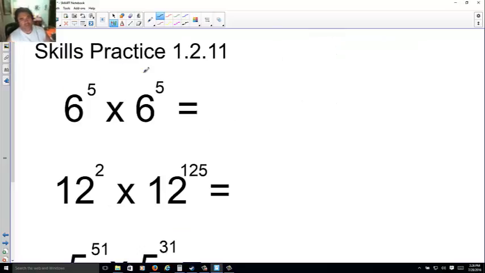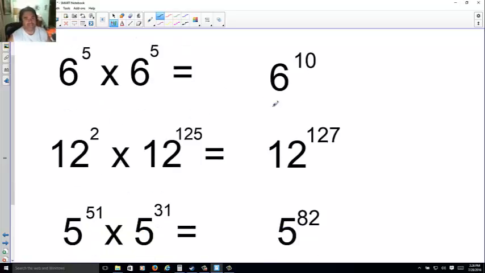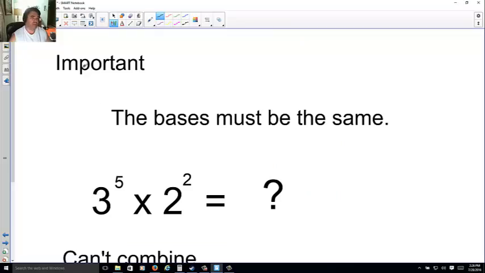Skills practice. Just basically add up the exponents. You got 3 of them, go ahead. How'd you do? 6 to the 10th, 12 to the 127th, and 5 to the 82nd. Hopefully you got those right. Important, the bases have to be the same.